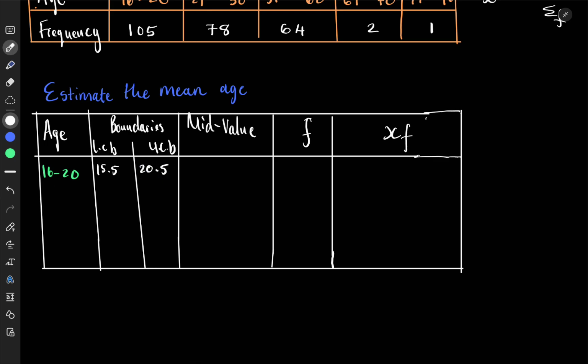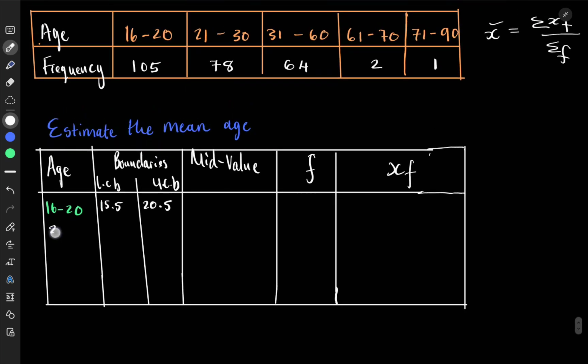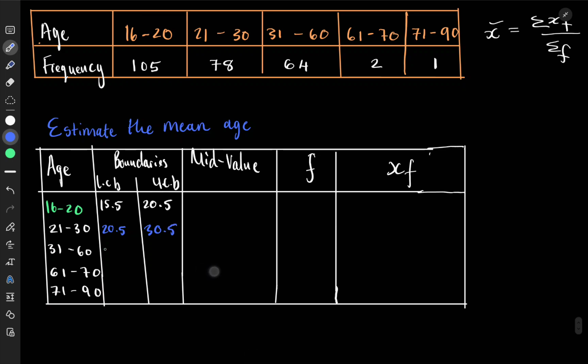Then I have 21 to 30, then 31 to 60, then 61 to 70, then 71 to 90, right? So this one is going to be 20.5. Then this one, 30 plus 0.5, you get 30.5. Remember, you add to the bigger one, and to the lower one, you subtract. So 31 minus 0.5, I'll get 30.5. 60 plus 0.5, I'll get 60.5. Here, 61 minus 0.5, I'll get 60.5. 70, I'll get 70.5 when I add.